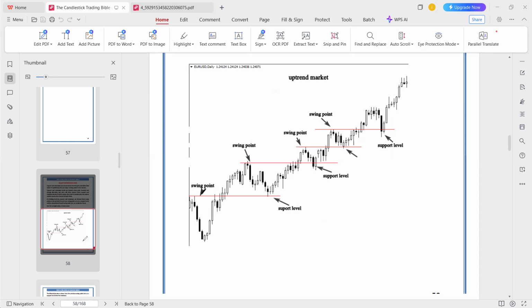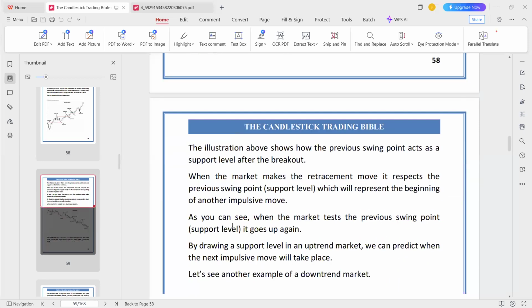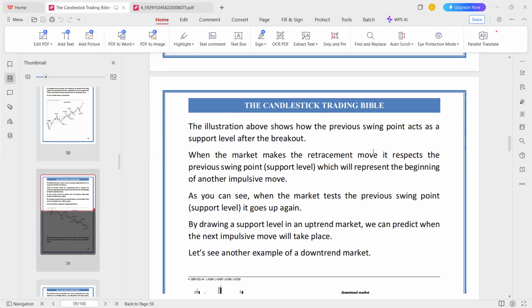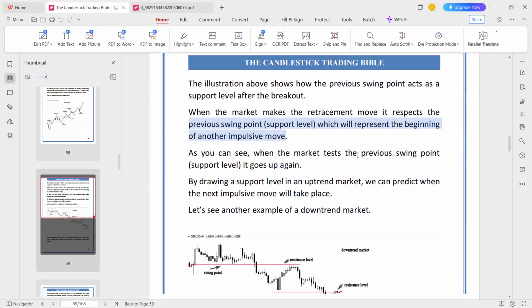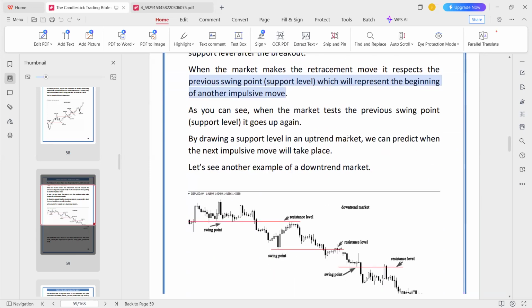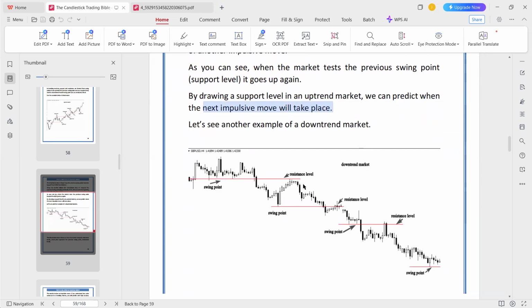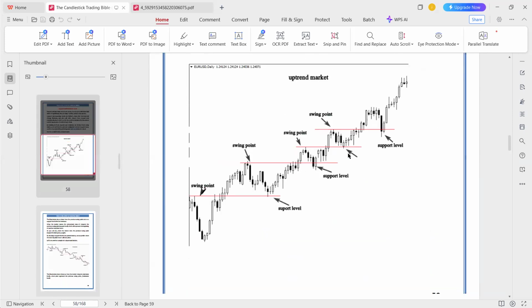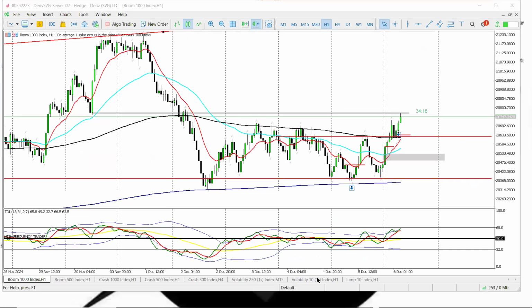So let's see if there's any information before we switch to the chart. The illustration above shows how the previous swing point acts as a support level after the breakout. When the market makes the retracement move, it respects the previous swing point, which is the support level, which will represent the beginning of another impulsive move. As you can see, when the market tests the previous swing point support level, it goes up again. By drawing a support level in an uptrend market, we can predict when the next impulsive move will take place. So this one is a downtrend, but I'll just focus on this because our example today was a buy.